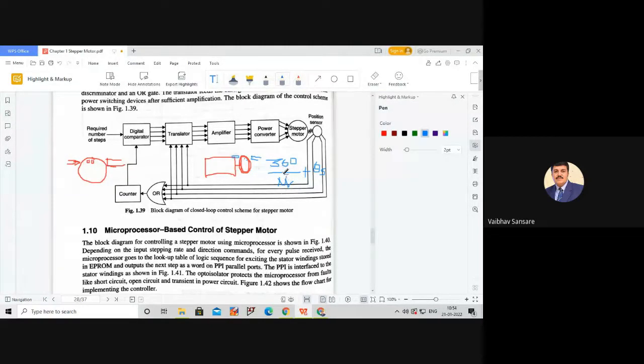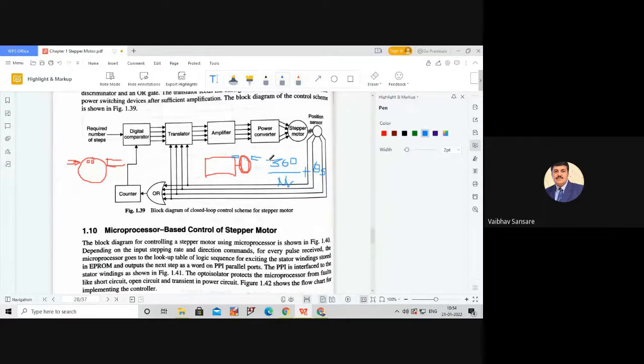Where NR is the number of rotor teeth, and step angle is theta s. You are familiar with how to calculate the step angle for a variable reluctance stepper motor. That is 360 degree divided by N into NR, which is the actual step angle. So we have to add that step angle to 360 by NR to determine the actual position of the position sensors.